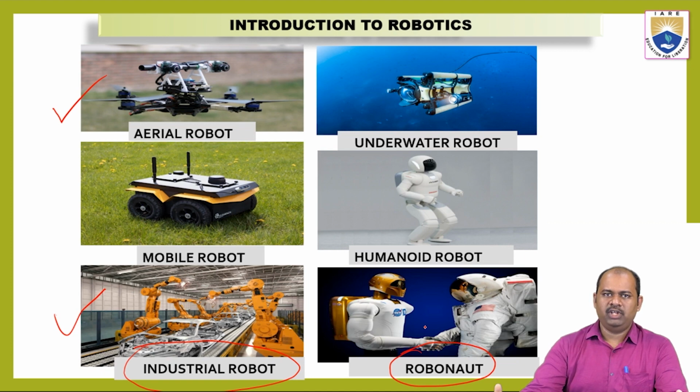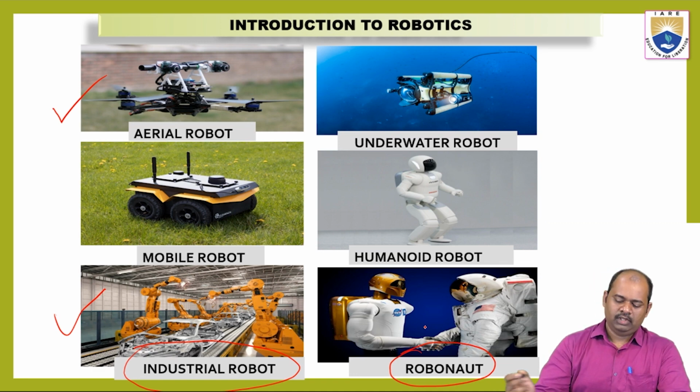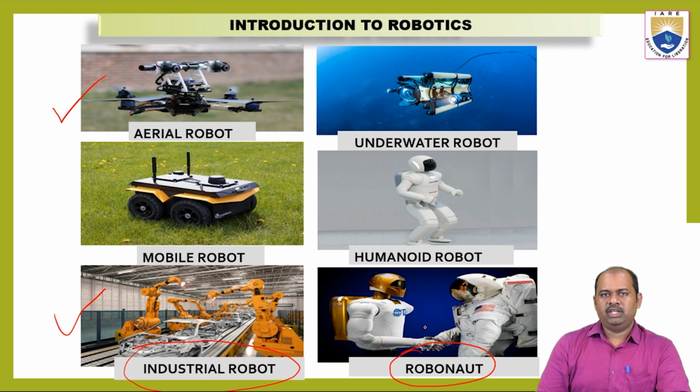Because whenever a human being goes to space, and stays there for like 6 months, he will get many health problems, starting from breathing, blood pressure, and so on. These are all the problems that come because of zero gravity. So that is why robots are being used in space exploration.